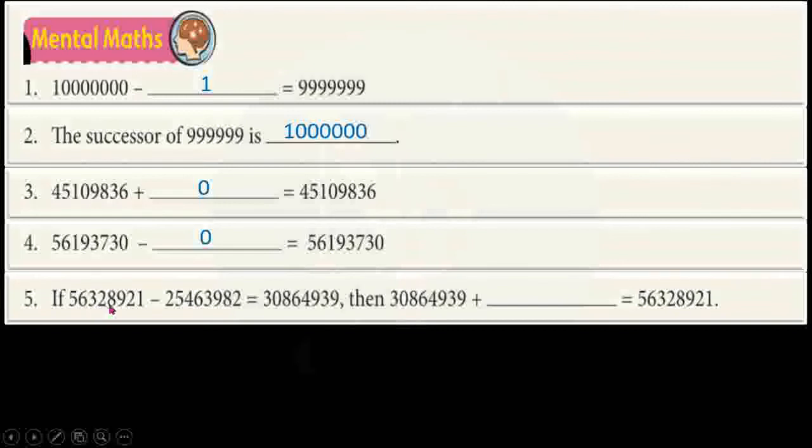So minuend minus subtrahend gives us the difference, and if you add the difference and the subtrahend, you will get the minuend. So we were using this technique for verification of difference. So the number to be filled here must be the subtrahend. That is 2 crore 54 lakh 63,982 as given here.